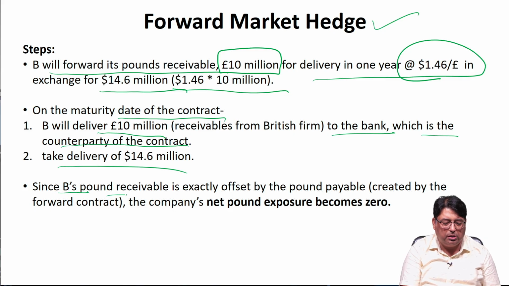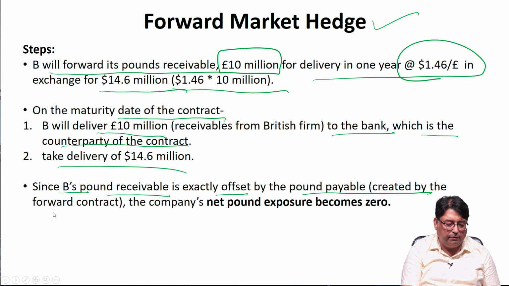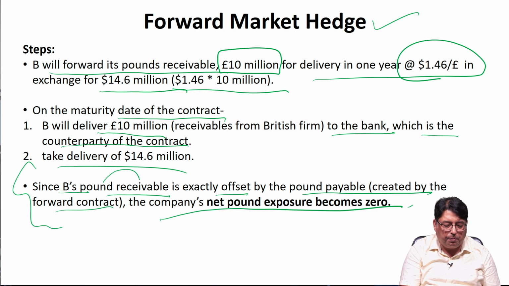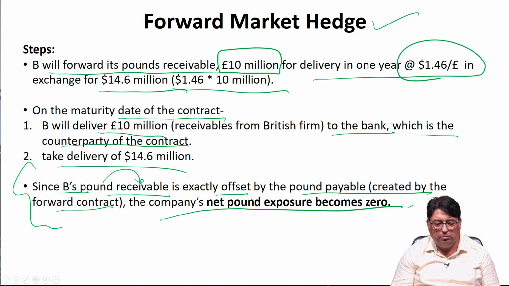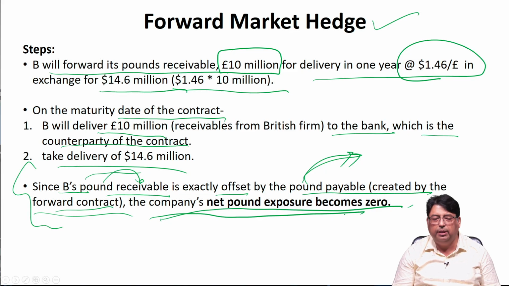Since B's pound receivable is exactly offset by the pound payable created by the forward contract, the company's net pound exposure becomes 0. What is happening here? B is going to receive pound from the British purchaser, and on the other side it is going to pay this pound to the foreign exchange dealer with which the forward contract has been done. So, pound is paid and pound is received, and the company's net pound exposure becomes 0.